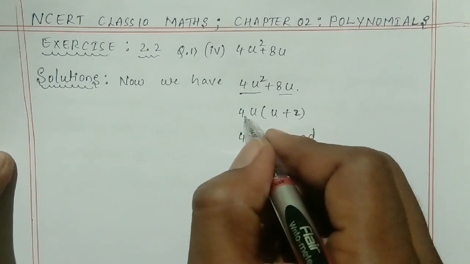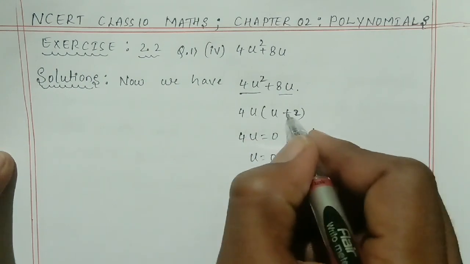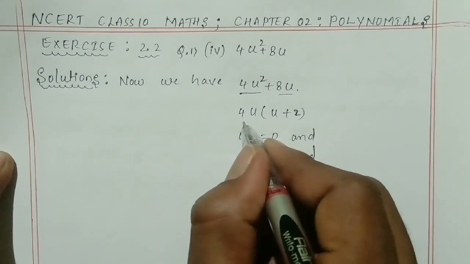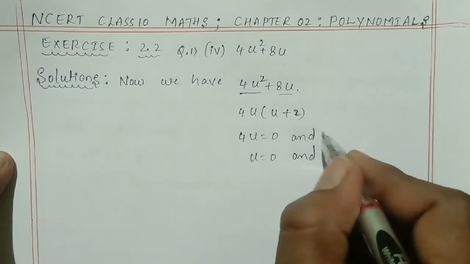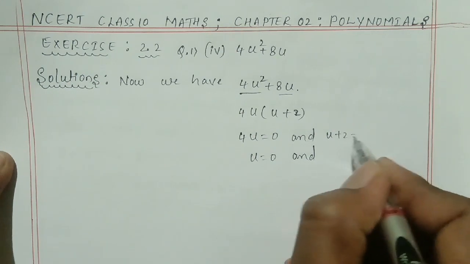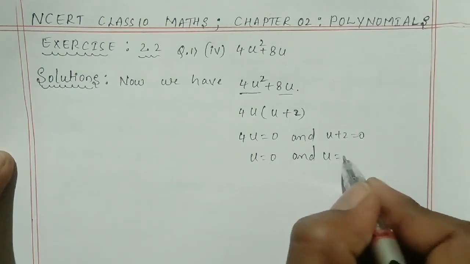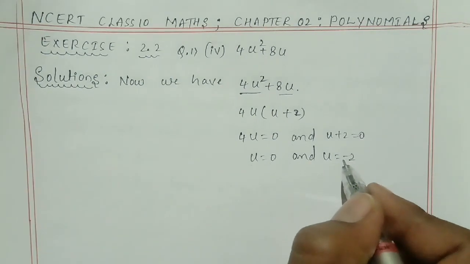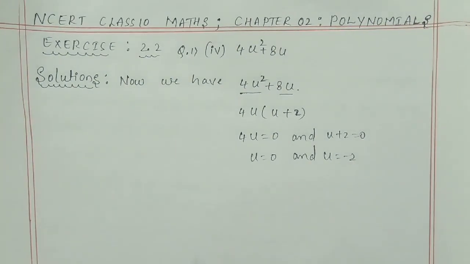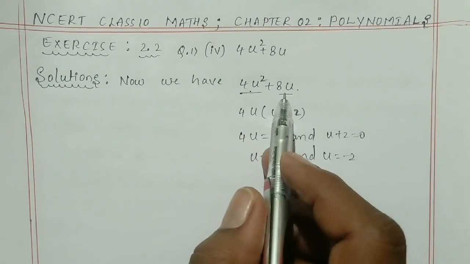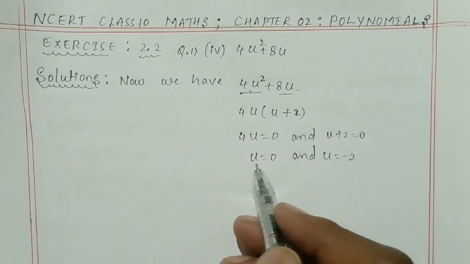If you take 4u common, the remaining is u plus 2, since 4 twos are 8 and u is already taken common. Next, 4u is equal to 0 you can write down, and u plus 2 is also equal to 0. So u is equal to 0 and u is equal to minus 2. When you substitute u value 0 in this polynomial, you will get its value as 0. So that's why this is a zero of the polynomial.